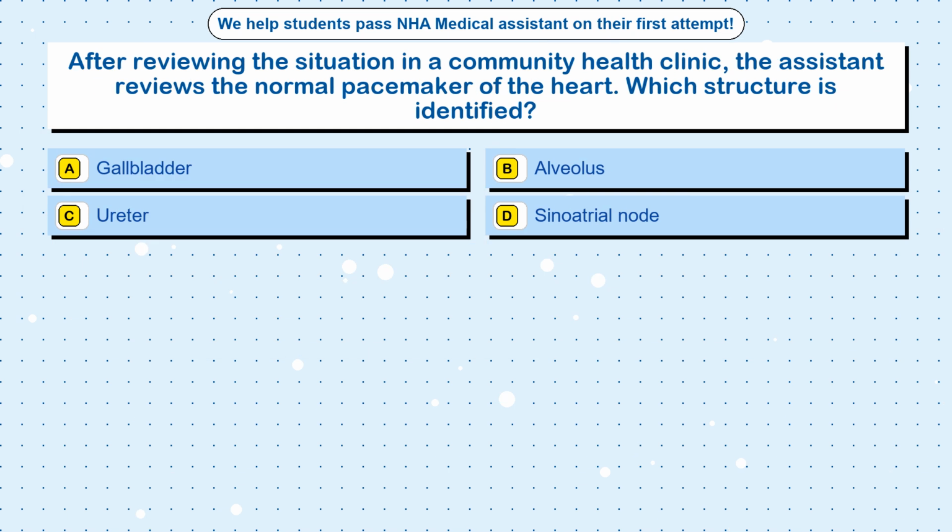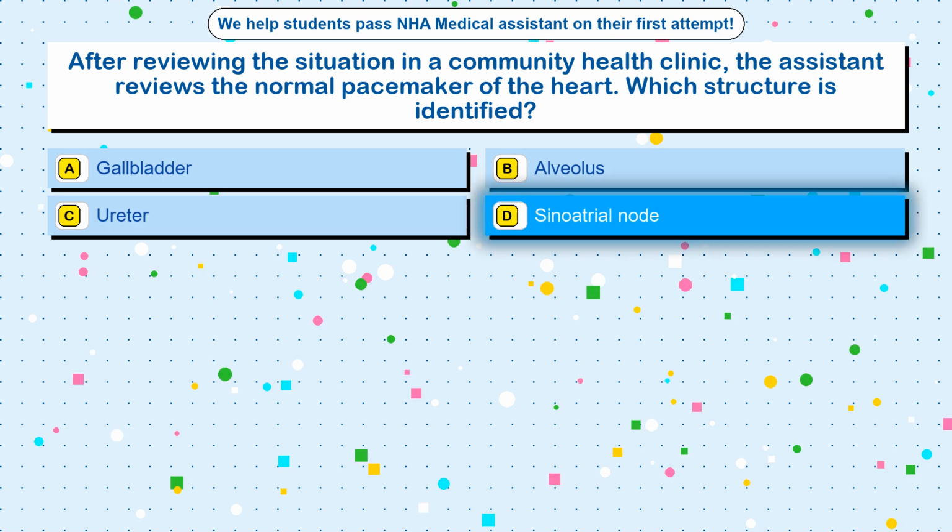Question 42. After reviewing the situation in a community health clinic, the assistant reviews the normal pacemaker of the heart. Which structure is identified? Option A, gallbladder. Option B, alveolus. Option C, ureter. Option D, sinoatrial node. The correct answer is option D, sinoatrial node.